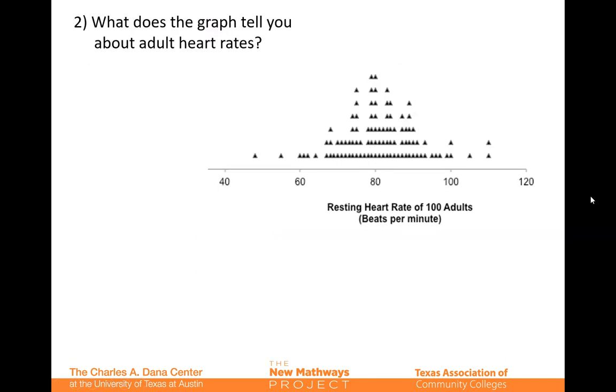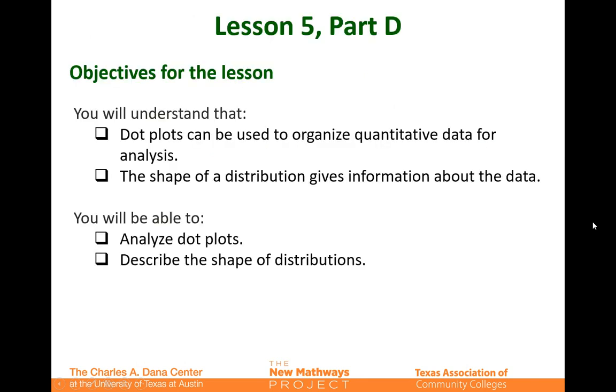What does this graph tell us about the adult heart rates? Well, just looking at it, we can pretty much see that the typical heart rate is 80, and from 60 to 100 would be pretty much the normal range. There's a few out here, and there's a few out here, but those seem to be outliers. Those don't seem to be normal heart rates. So in this lesson, we're going to look at dot plots, and we're going to look at the shape of distributions. What does the data look like?